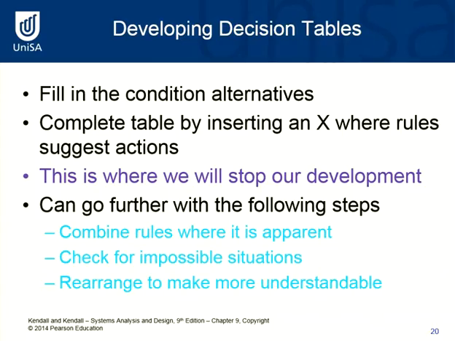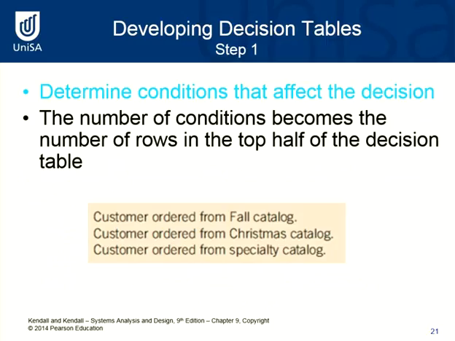But for the purposes of what we're looking at, I just want you to understand and appreciate what a decision table is. You've got your four quadrants and how you come up with the information in terms of what needs to go in those four quadrants. So let's look at each step individually and how it relates to the example that I gave you. Determine the conditions that affect the decision. The number of conditions becomes the number of rows in the top half of the decision table. So these are our three conditions: customer ordered from fall catalogue, customer ordered from Christmas catalogue, customer ordered from specialty catalogue.